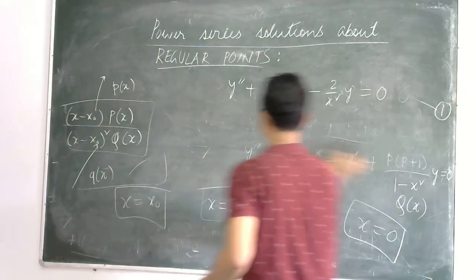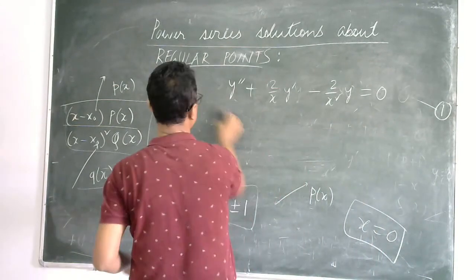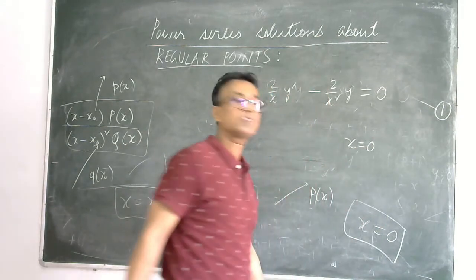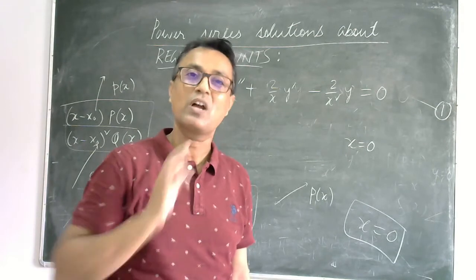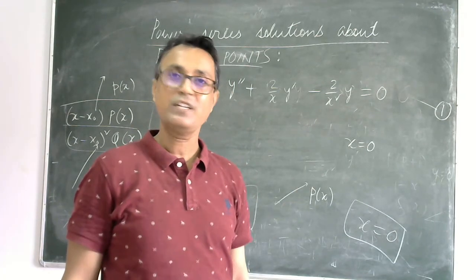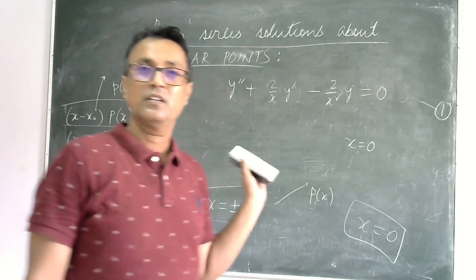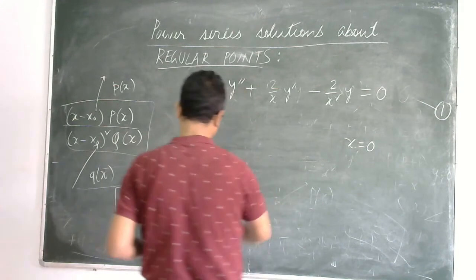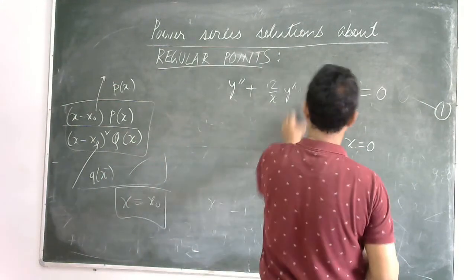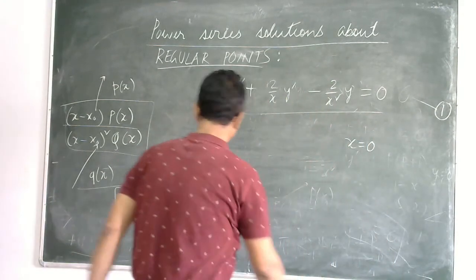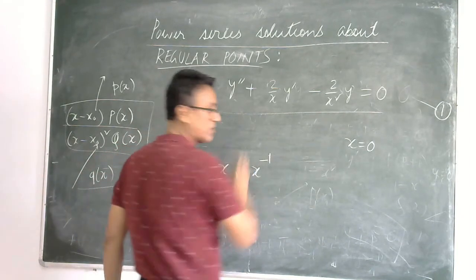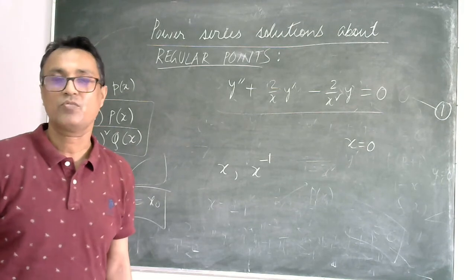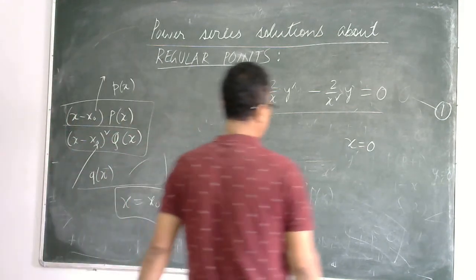Obviously, you know that here x equal to 0 is a singular point. I'm still not bothered whether it is regular or not, although it is going to be regular in this particular case. Obviously, there is a singularity at x equal to 0, right? Now, if you try to find the solution for this equation, you would see that x and x inverse both are solutions of this equation, and of course, they are linearly independent solutions.